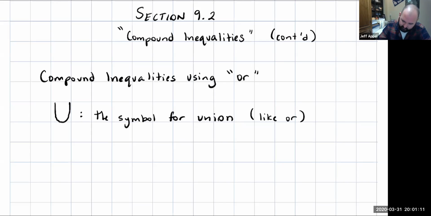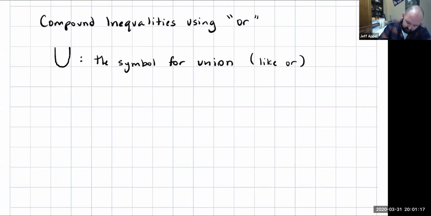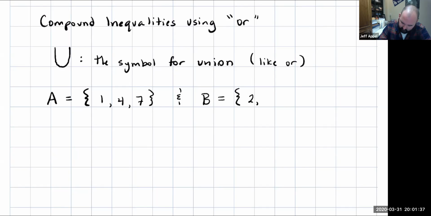So kind of like what we did before, let's look at this in terms of a couple of different sets. Suppose set A is the numbers 1, 4, and 7. And then maybe we have another set B, and in set B we have the numbers 2, 3, and 6. If I had asked you to find the intersection of these two sets, you would have told me it's the empty set because they have nothing in common, and you'd be absolutely right.